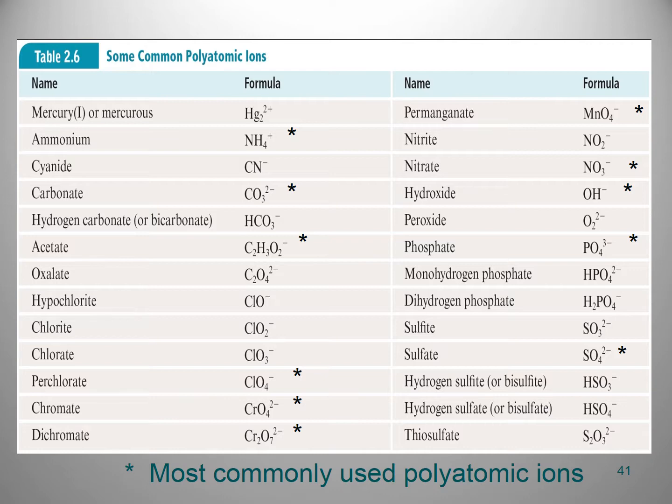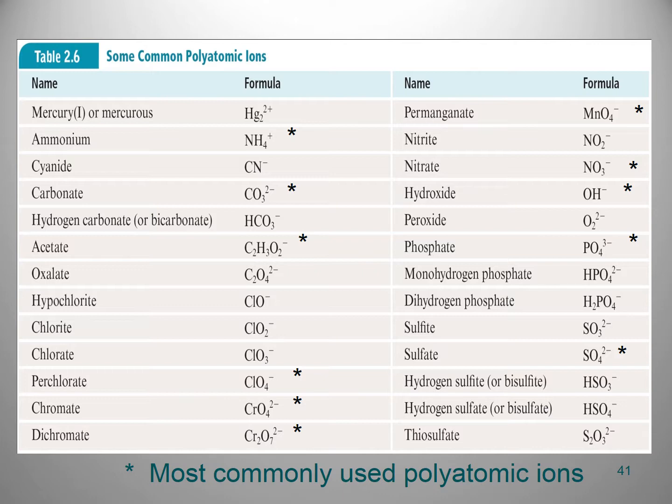So actually here is the table that I was talking about, and you'll notice that I have starred some of them. So like I said, I highly recommend that you learn the polyatomics, at least the starred ones, because they show up a lot. So the ammonium, the carbonate, acetate, the perchlorate, the chromate, dichromate, permanganate, nitrate, hydroxide, phosphate, and sulfate. Those show up a lot.